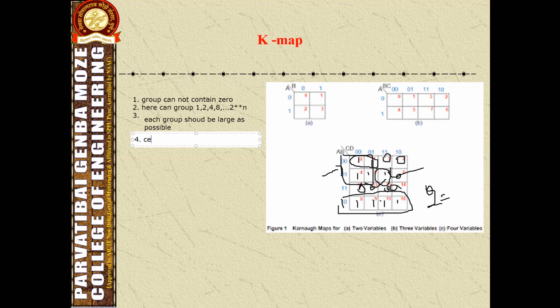Each cell which contains a 1 must be grouped. Whichever cell has a 1 should be grouped. We cannot leave any single cell which has a 1, so we have to group each and every one.